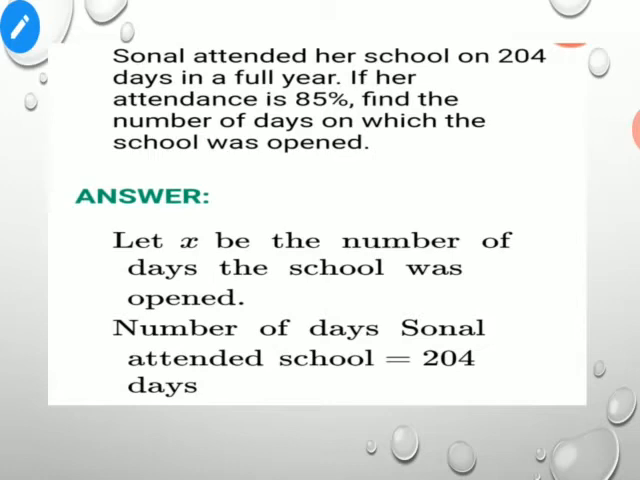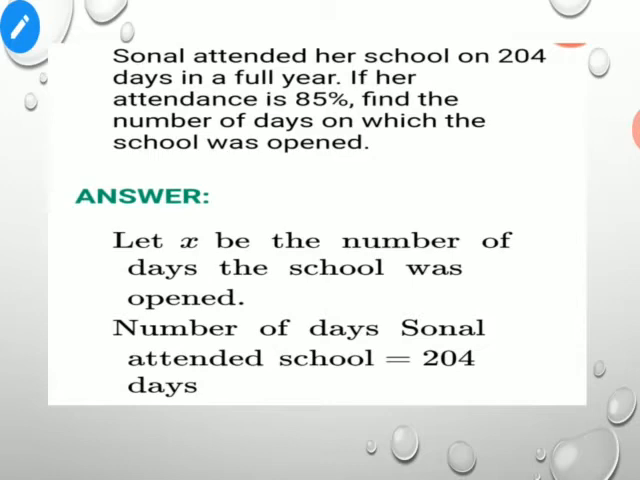Now the next question. Sonal attended her school on 204 days in a full year. If her attendance is 85%, find the number of days on which the school was opened. So in the question it is asking that Sonal was present in the school for 204 days in a full year, and her attendance percentage is given. And now it is asking how many working days were there in the school, or in other words, how many days the school was open.